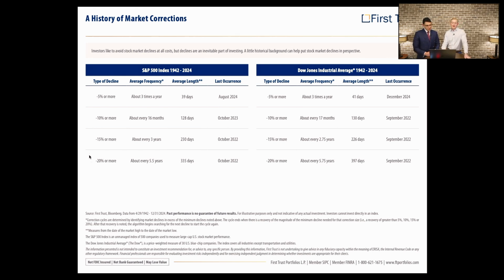But if we just look at 20% declines or more, they happen about every 5.5 years. They last on average 335 days. And the last one that we had was in 2022. And it looks like October is a popular month for this stuff.